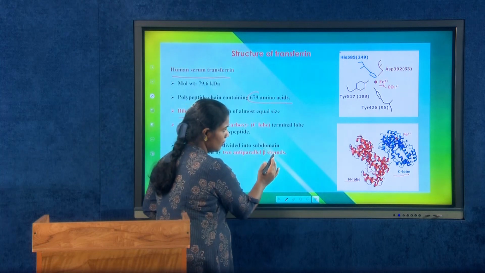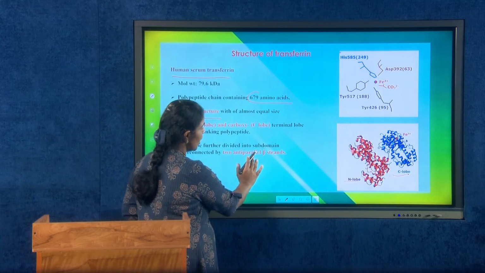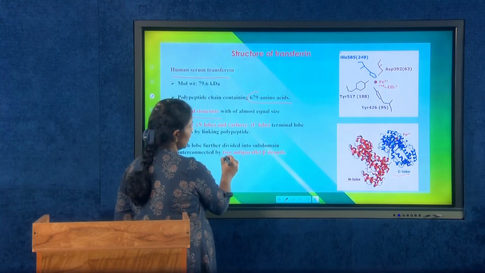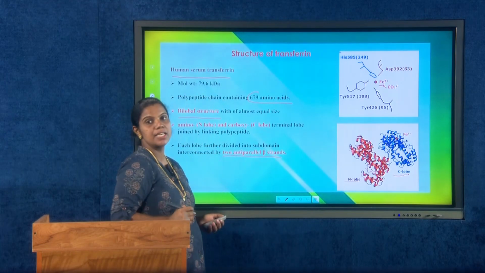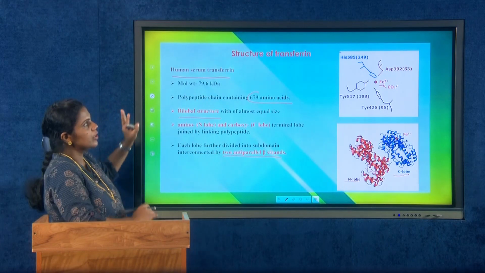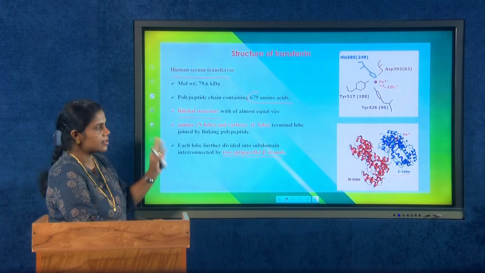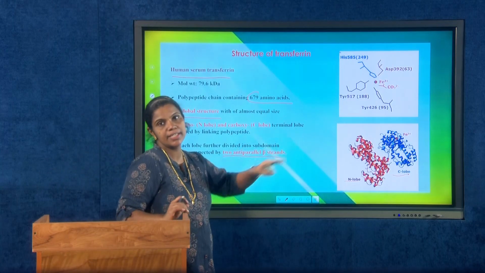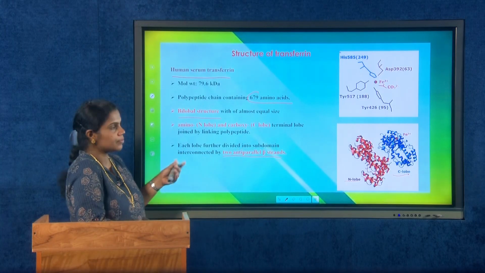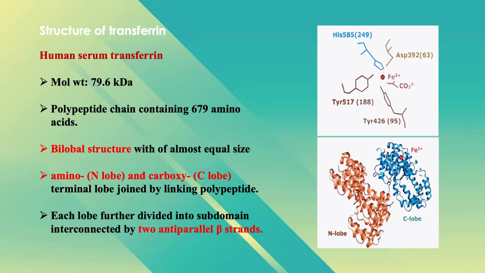Each lobe is further divided into subdomains and interconnected by two anti-parallel beta strands. So, you can see that human serum transferrin contains two lobes, that is, it has a bilobal structure. The iron is connected to amino acid residues, particularly histidine, aspartate, tyrosine, etc.